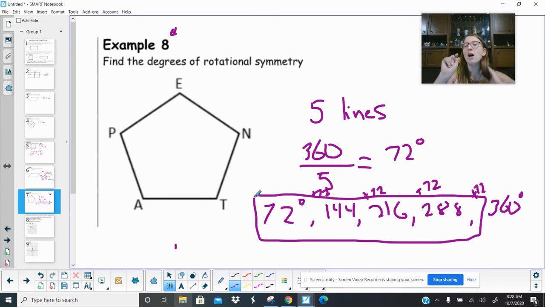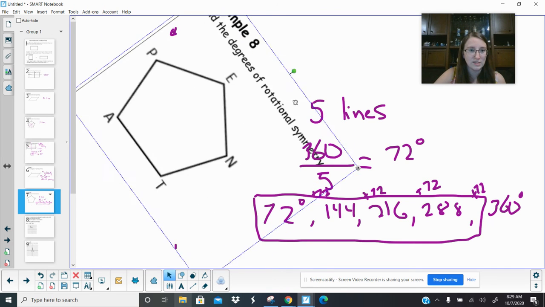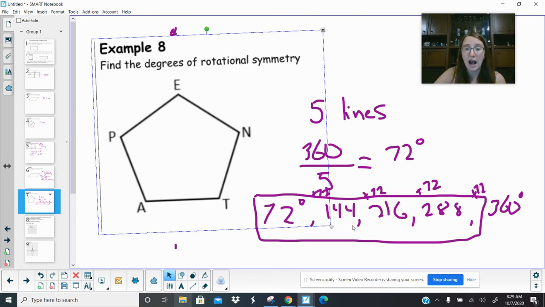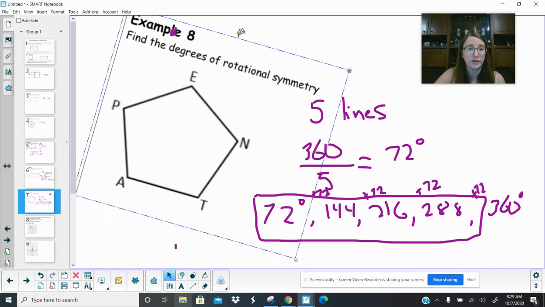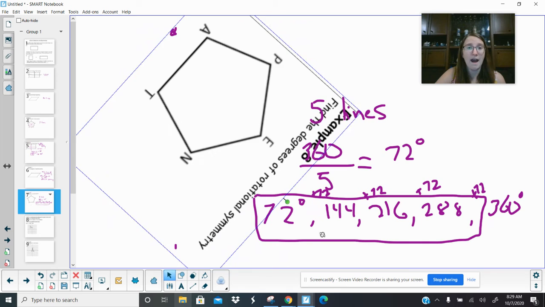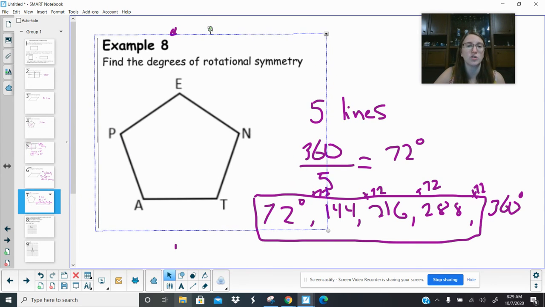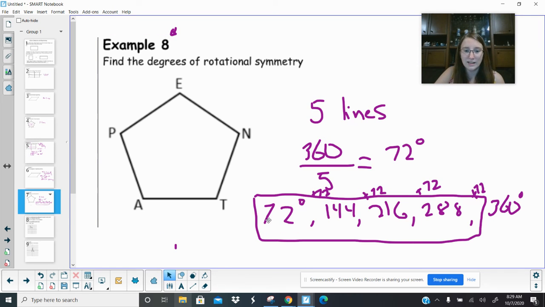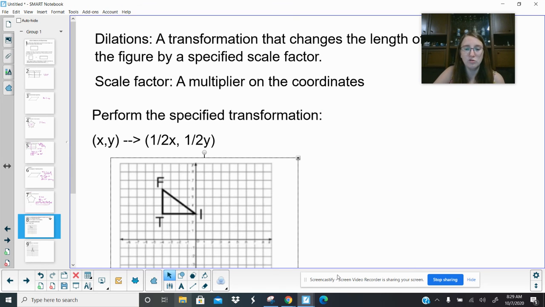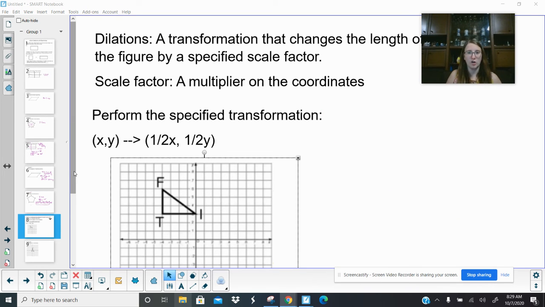So you want to list all possible degrees. Yes, I could go and take this and go 72, or I could go straight to 144. That would be 144, two 72 degree turns. So we want to list all possible answers. And again, we get that by continuing to add the original degrees we found until we reach 360. Okay, we have 2 more examples we're going to get to here, but these are going to go pretty quickly.